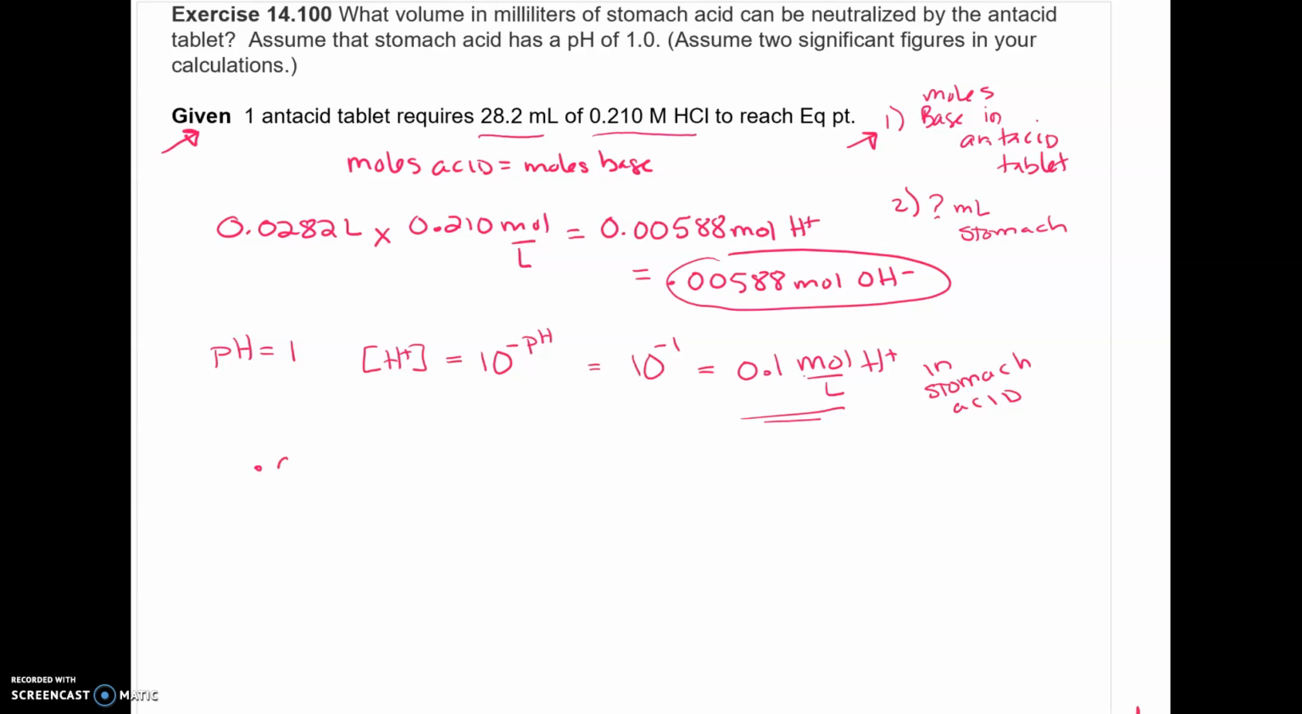So if I have 0.00588 moles of H plus in the stomach, and I multiply by 1 liter over 0.1 moles of H plus, I'm getting that from this concentration here, then my number becomes 0.000588 liters of stomach acid.